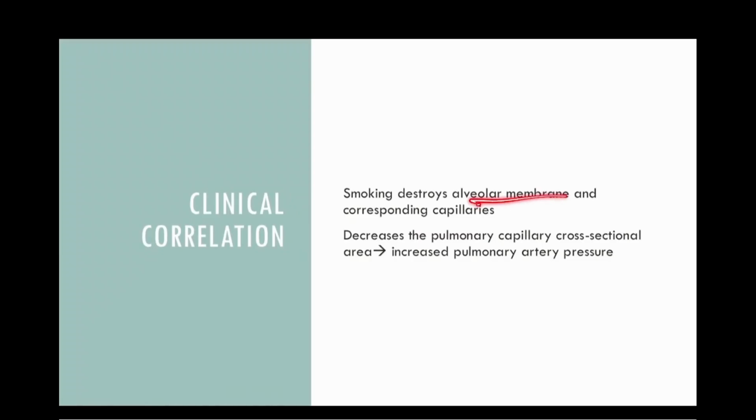Smoking destroys the alveolar membrane and corresponding capillaries. So by continuously smoking, you destroy your areas for gas exchange, less area for gas exchange. Therefore, you increase your breathing rate because your diffusion of oxygen went down. You have less surface area for diffusion, less ways to get oxygen in.